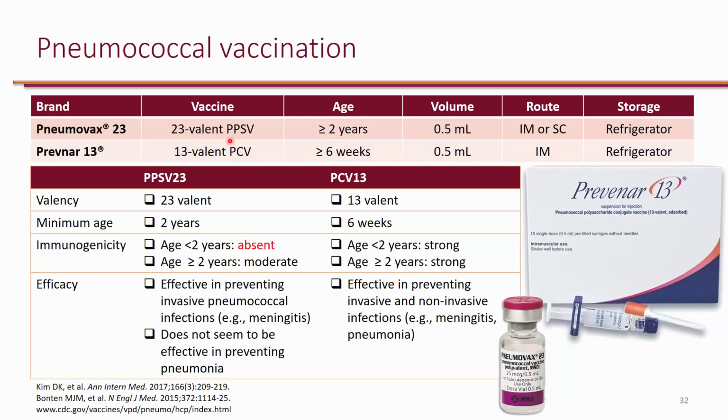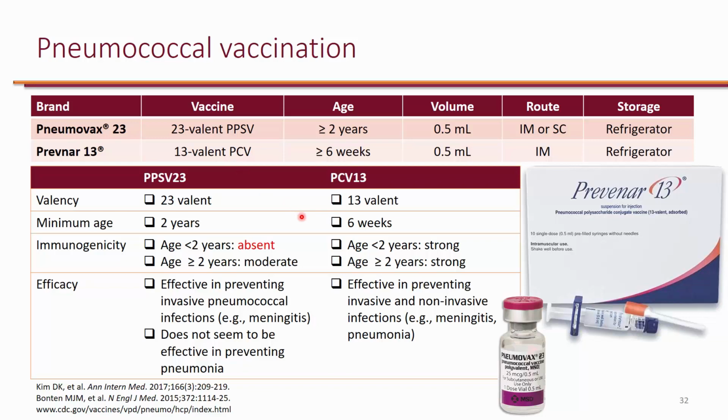Now, the other thing is, because PPSV has low immunogenicity, in clinical trials, it has not been shown to prevent pneumonia, but it does prevent invasive pneumococcal disease like meningitis. Whereas PCV 13, because it has high immunogenicity, in clinical trials, has been shown to prevent pneumonia itself, as well as invasive pneumococcal disease.